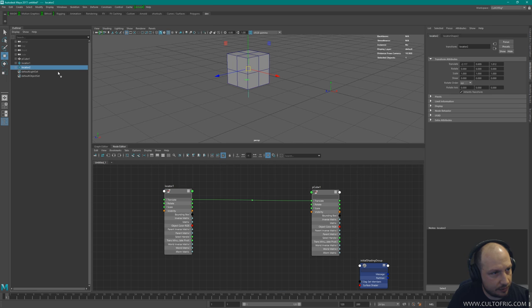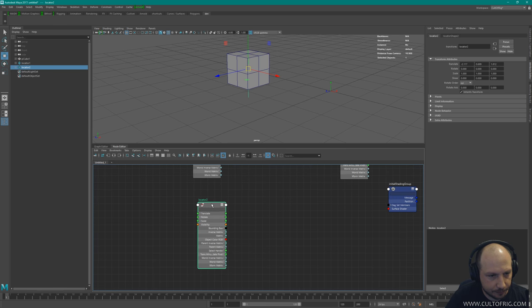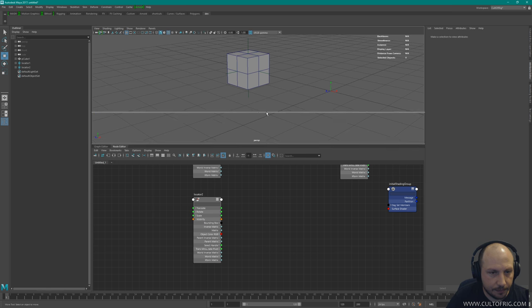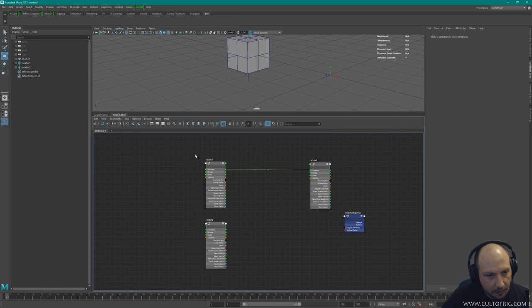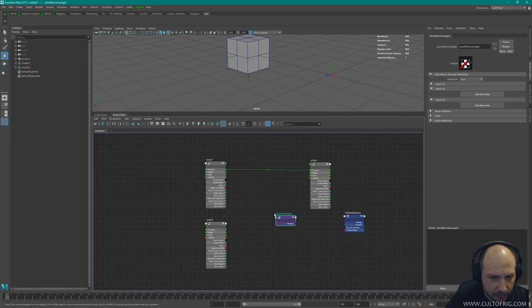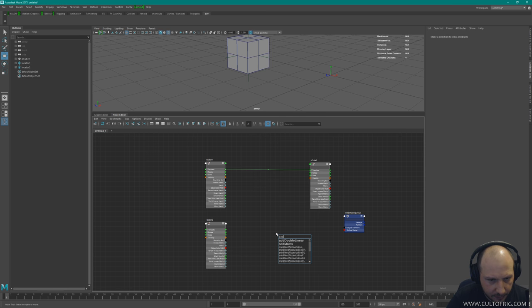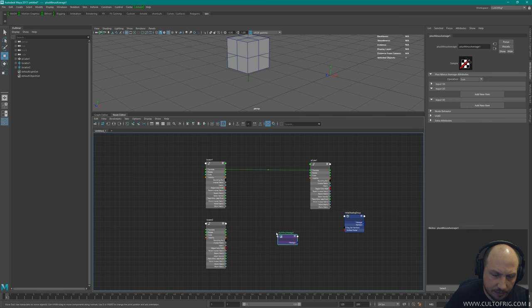So let's get ourselves another null. And I might as well get myself more real estate as well. And let's say that we want an average. Is there an average node in Maya? Plus minus average, yes. We could also... Actually, we're going to do it by hand. What is it? Plus minus average, yeah.